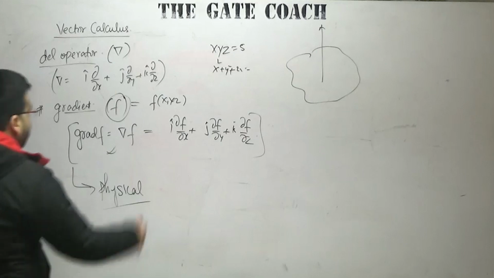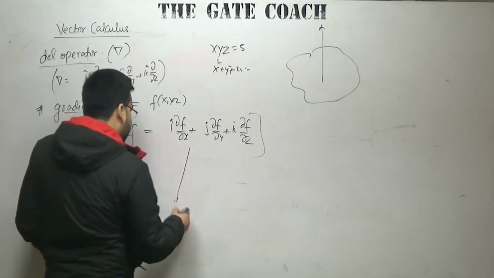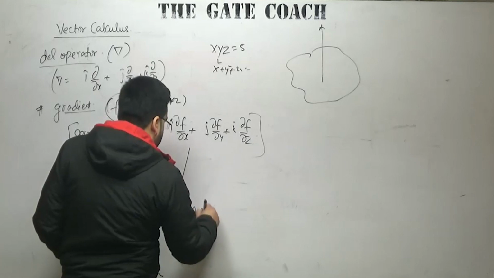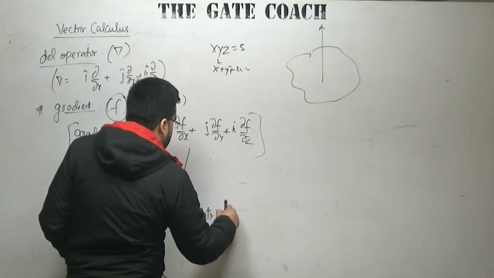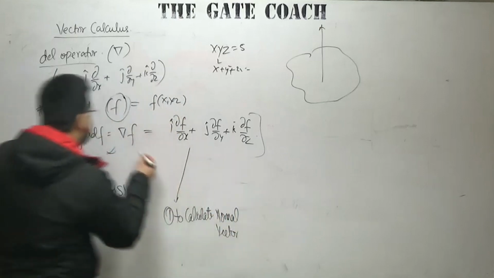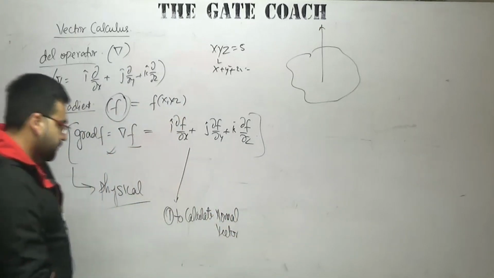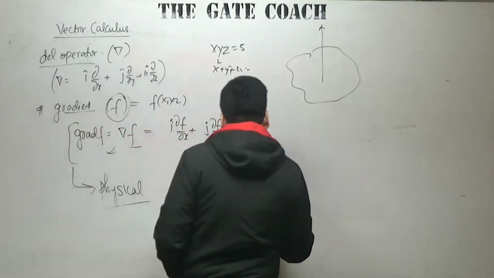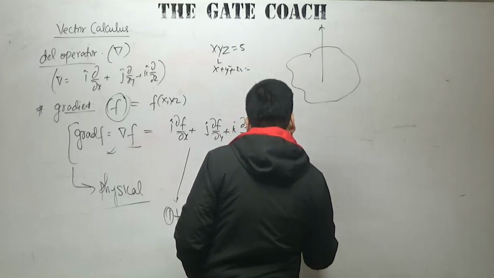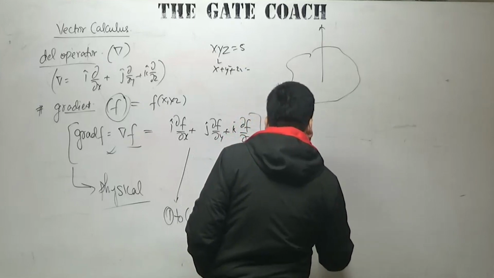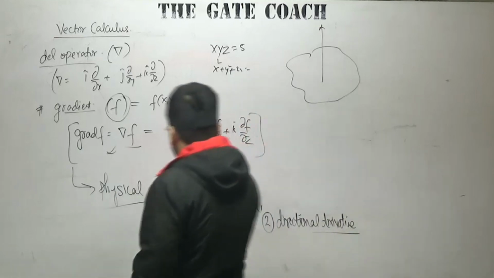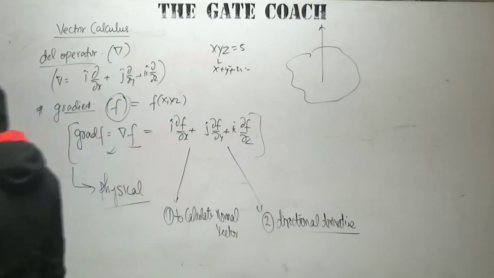Now what is the use of gradient? We have two uses of gradient. First is to calculate the normal vector. How to calculate the normal vector? Just calculate grad f. The second use is to get the directional derivative of a function, of a plane.